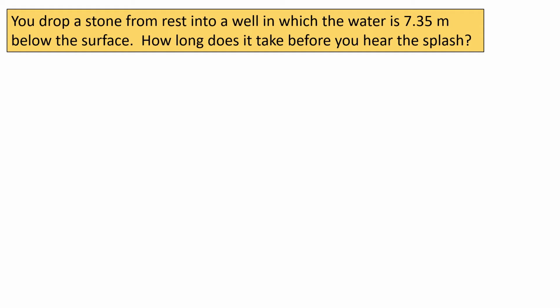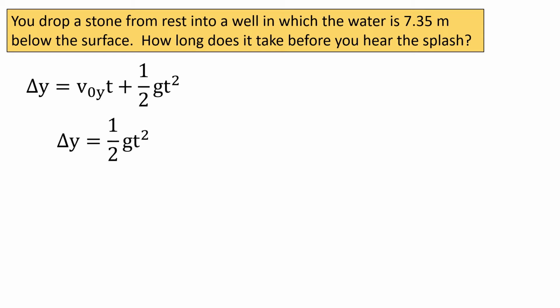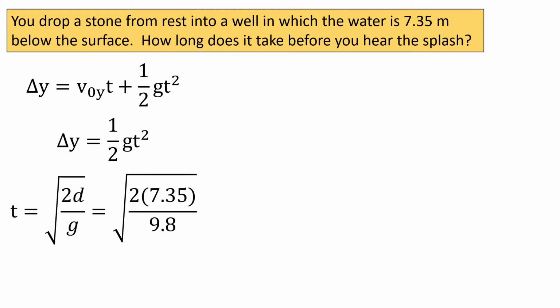The first thing I'm going to recognize is that I can use kinematics to figure out how much time it's going to take for the stone to hit the water in the well. I work this out and I say the initial velocity is 0, so the first term in my equation goes away. It's 0 because I'm dropping the stone from rest. I can now solve for t because I know that the water is 7.35 meters below the surface, and I know what g is. When I solve for that time, I get TD, the time for the drop, of about 1.22 seconds.